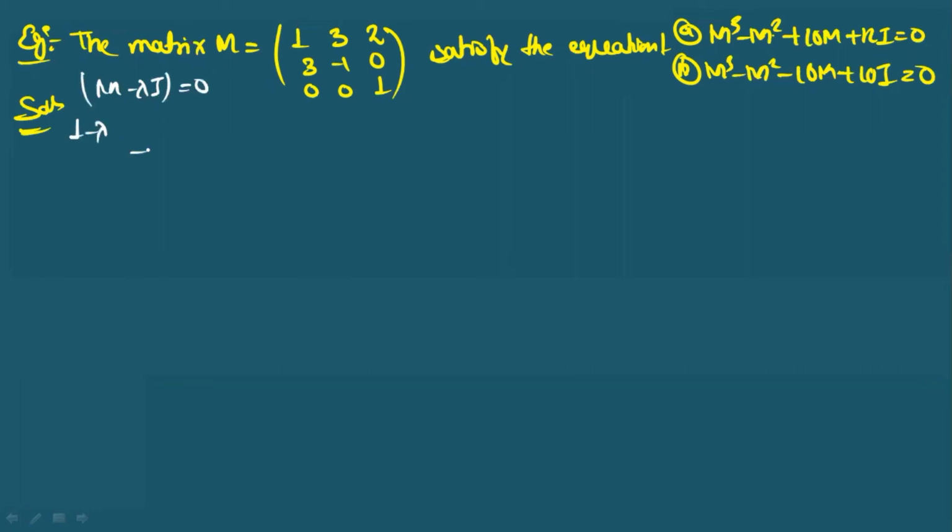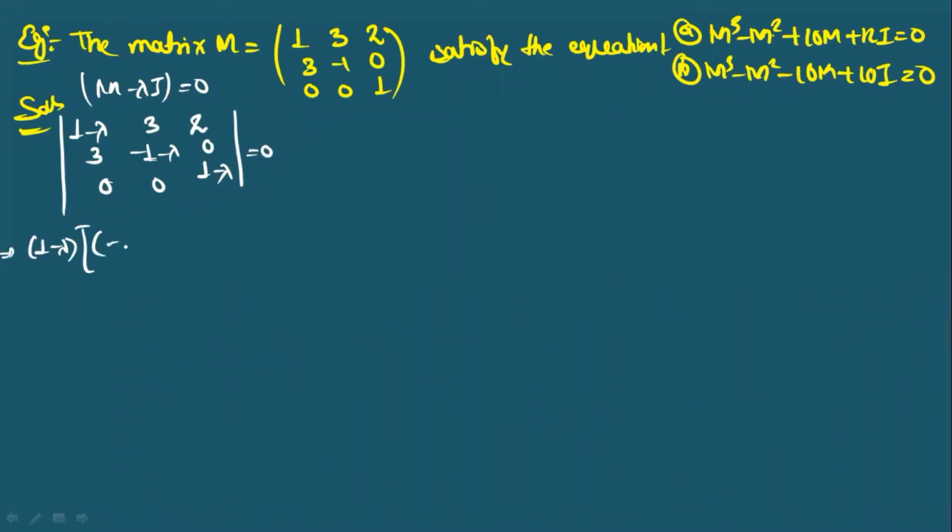So you can write (1 minus lambda), minus 1, (1 minus lambda), this is 3, this is 2, this is 0, and this will be 3, 0, 0. So this is equal to 0. Now if you see, 1 minus lambda into this, it is minus (1 minus lambda) into (1 minus lambda), and this will be 0. In the next one, you will write plus 3, this into this, again minus 3 (1 minus lambda), and the last one will obviously be 0.